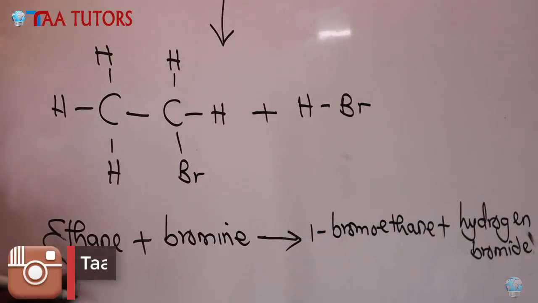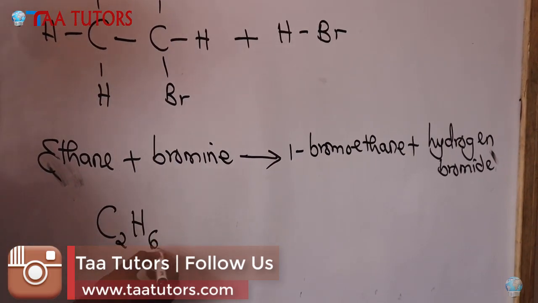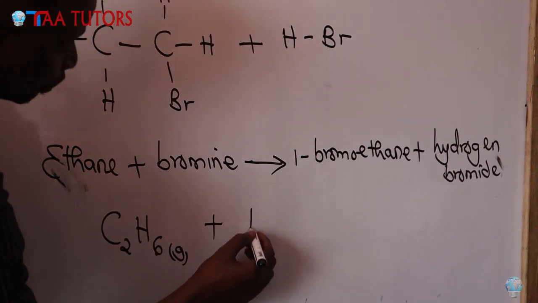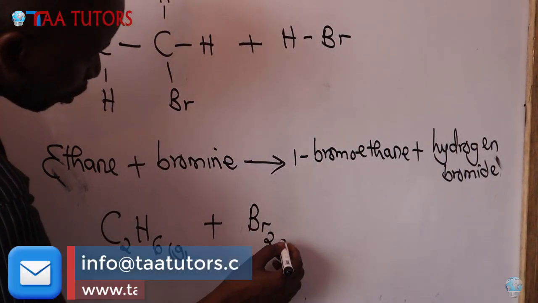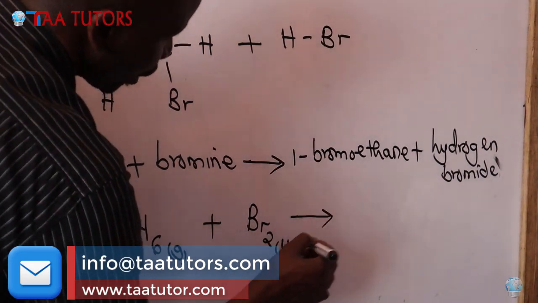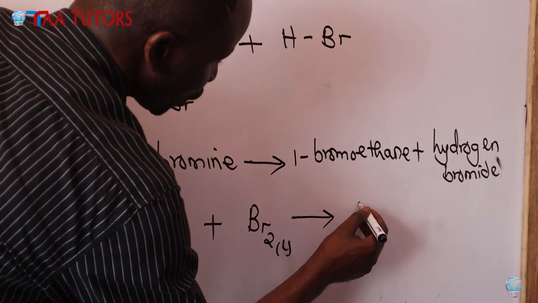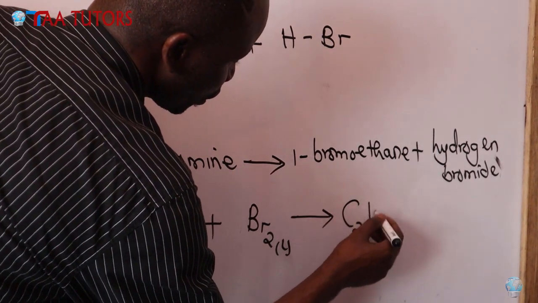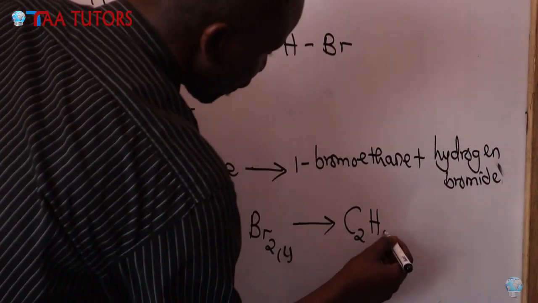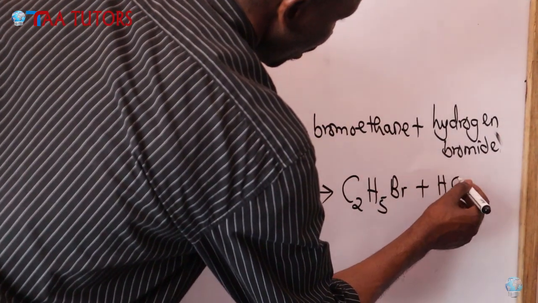If you now write the chemical equation, it will be C2H6, which is a gas, plus Br2. You know bromine is a liquid at room temperature. To give us 1-bromoethane, which will be C2, 1, 2, 3, 4, 5, so C2H5Br, plus HBr.